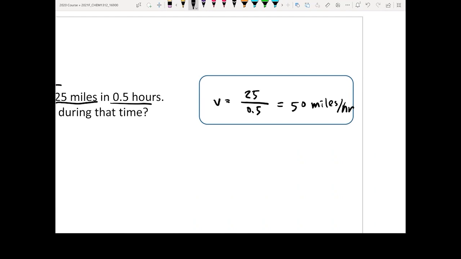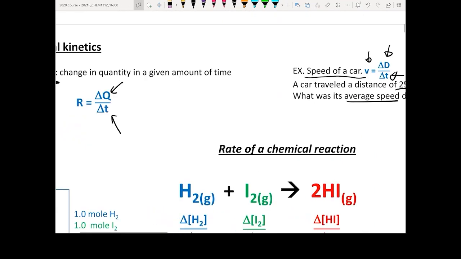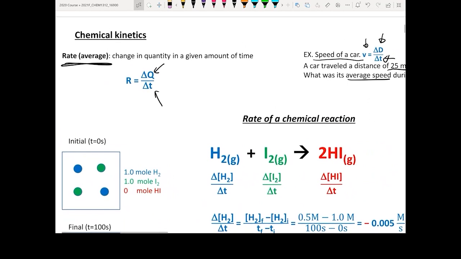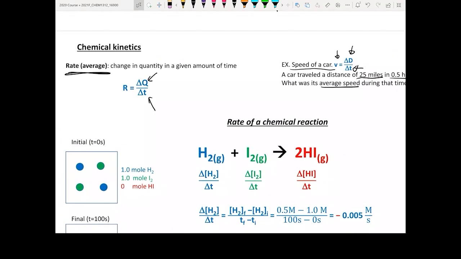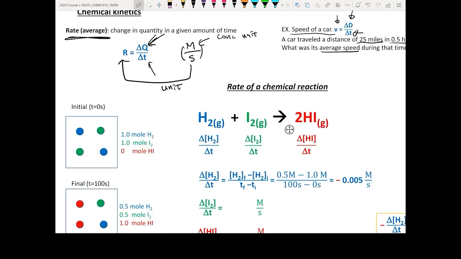But if you put this concept into a chemical reaction, it becomes slightly different, because the thing we care about when we do a reaction is the concentration. From that perspective, the delta Q, that Q will be replaced with concentration. T is still the same, so delta concentration over delta T will be the definition of the chemical reaction rate. So in other words, what's the unit of your chemical reaction rate? It will typically be molarity per second.